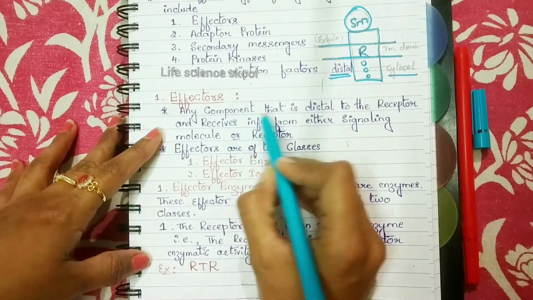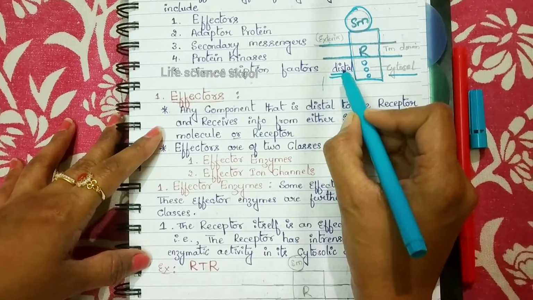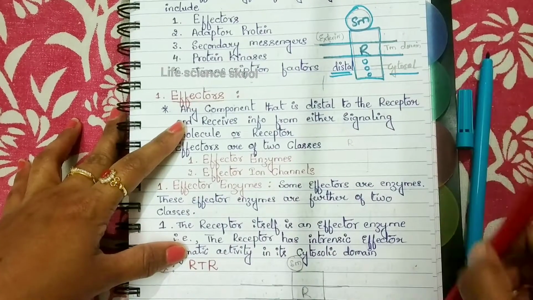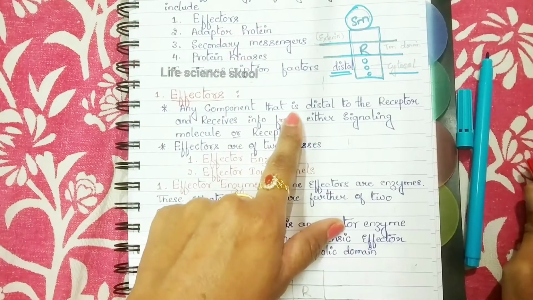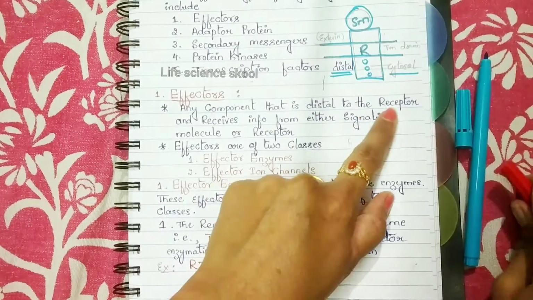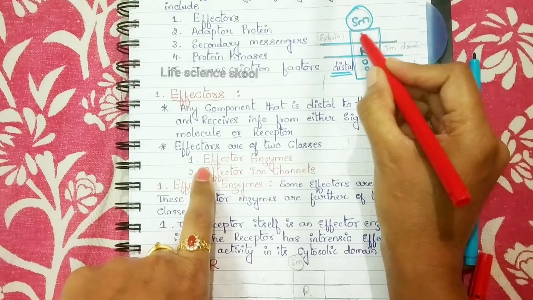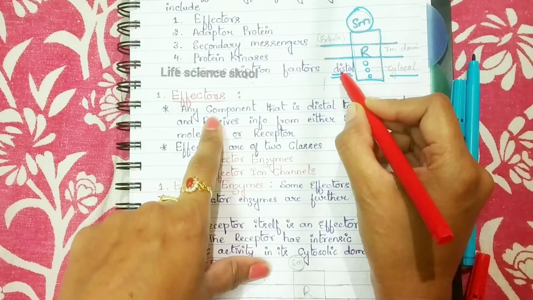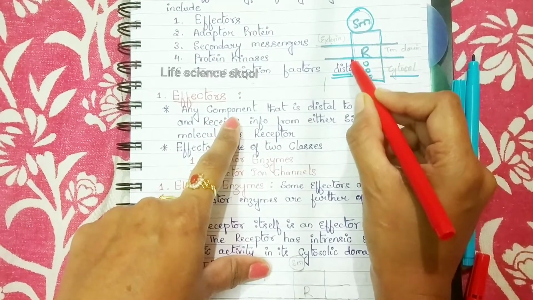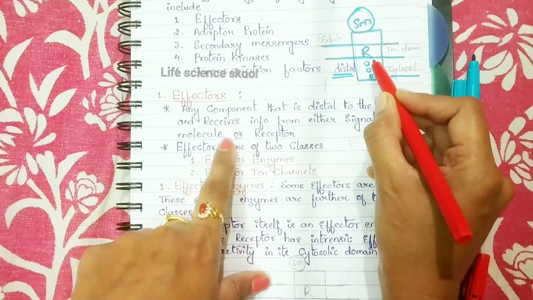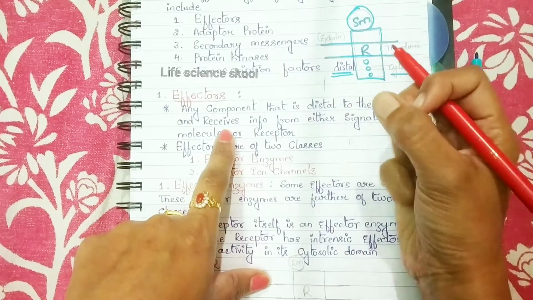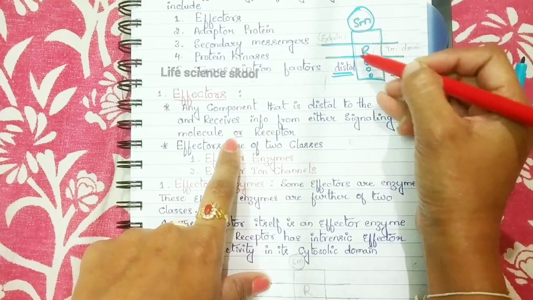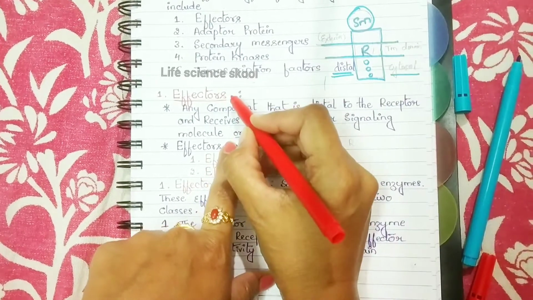Any component that is distal, that's why I repeated this diagram one more time. Remember, these points are important here. Any component that is distal to the receptor. We know that this is the receptor, this is the exterior region, and this is the distal portion. If any component is distal to this receptor and receives the information from the signaling molecule or from the receptor, those are called effectors.